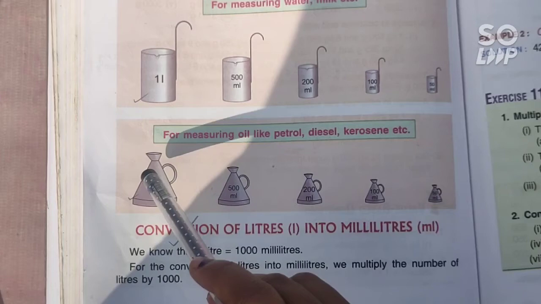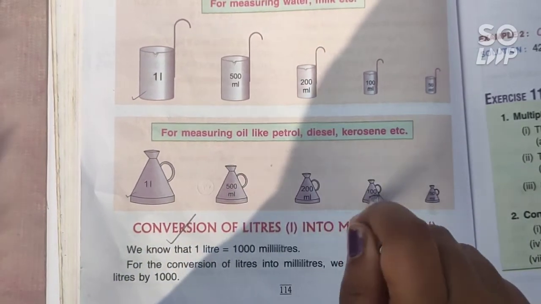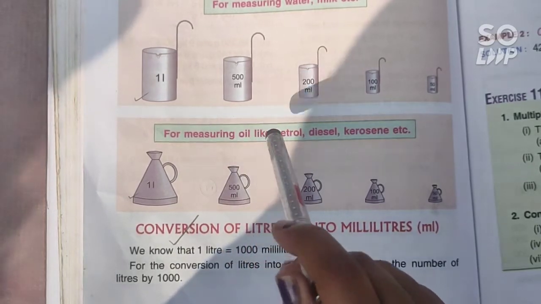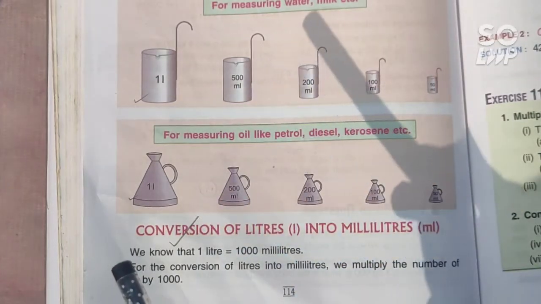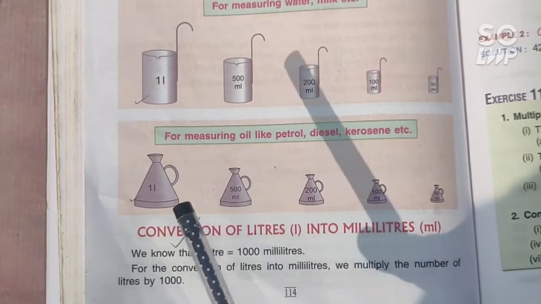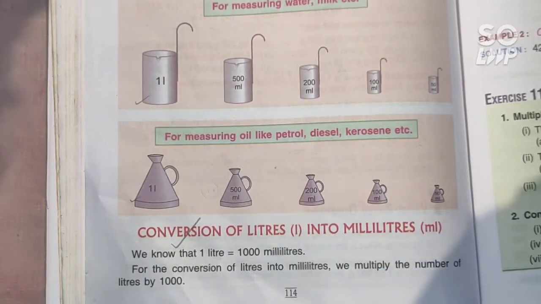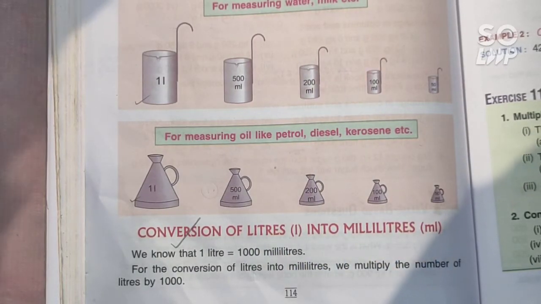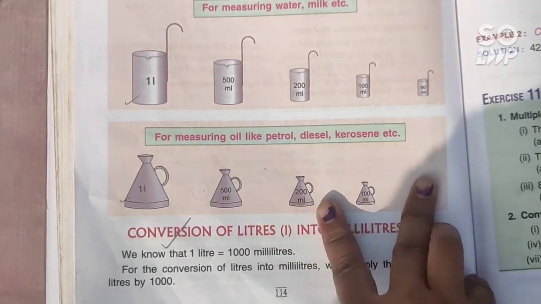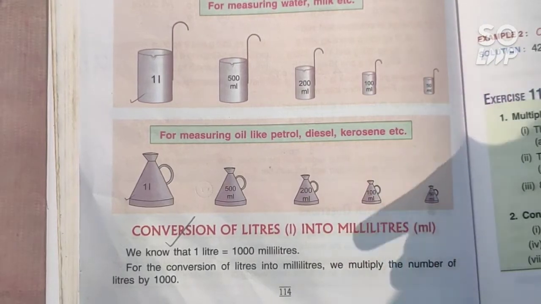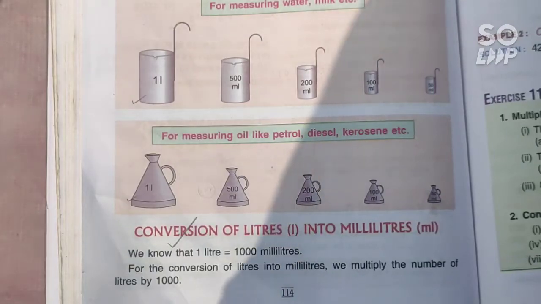And this type of container, that is the conical container, is used for measuring oil like petrol, diesel, kerosene. Okay, so you can notice that this type of container is used for measuring oil like petrol, kerosene, diesel. So these are the two types of containers which we can use for measuring the capacity of any liquids.